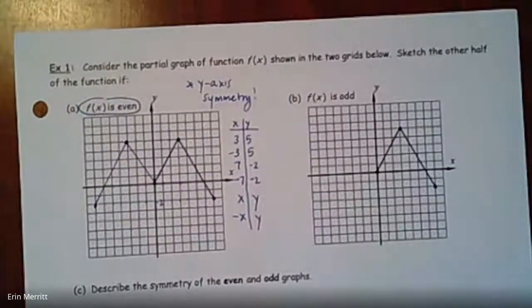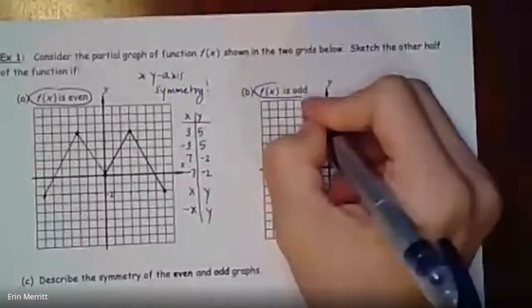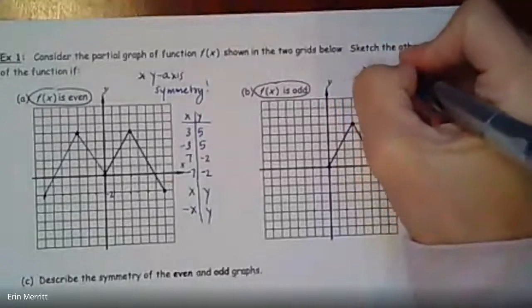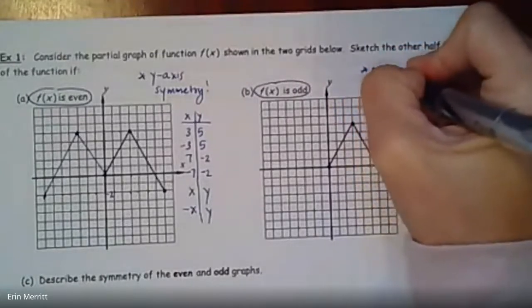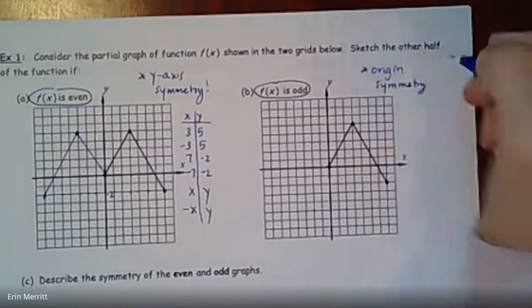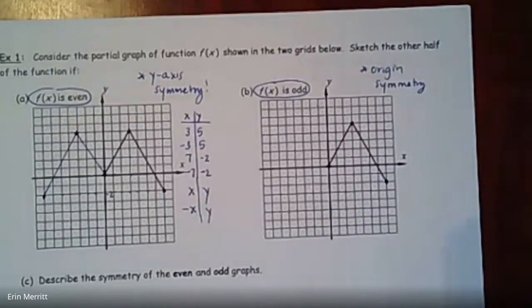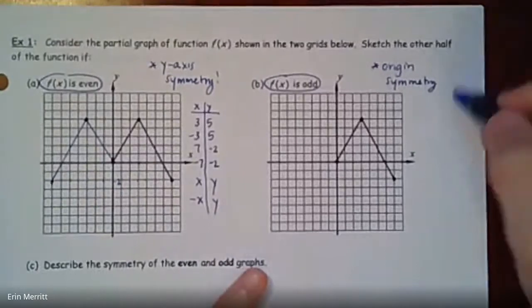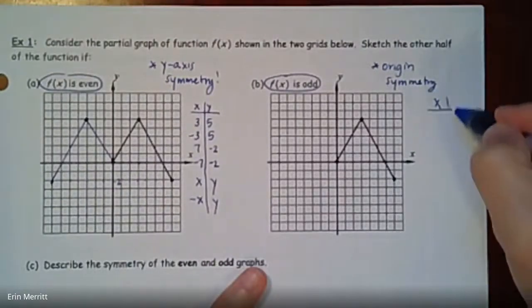And now you're going to play the same game for the second one. If it's odd, what's going on? All right, well, graphically, this is where you have origin symmetry. So what that means is it looks the same upside down as it does right side up. That's usually something to test after the fact. What might be simpler is to start with that little chart.